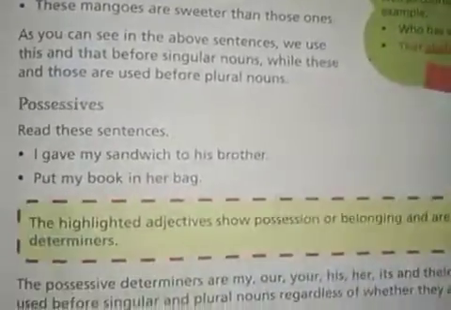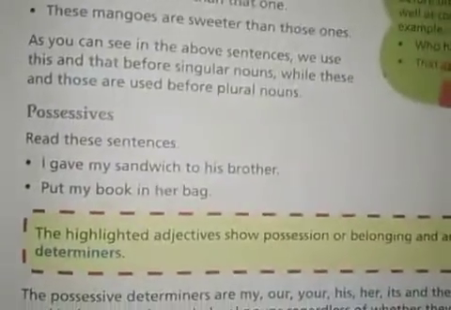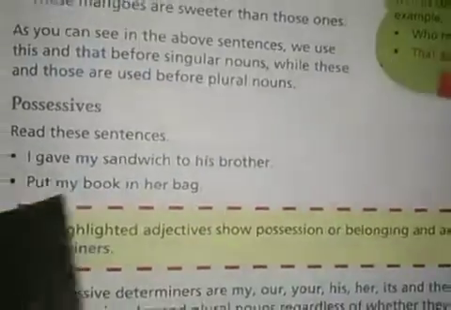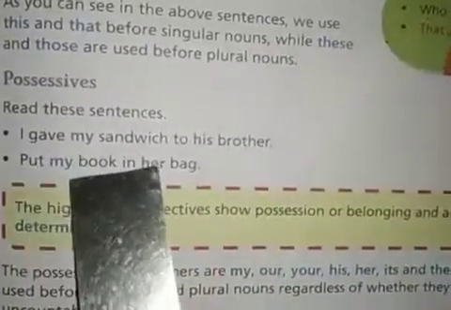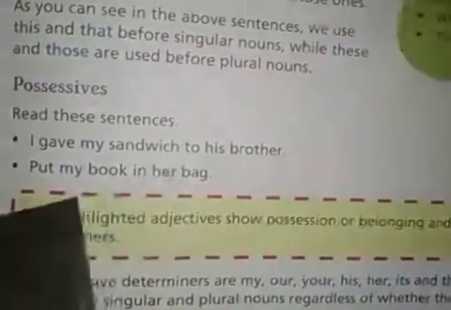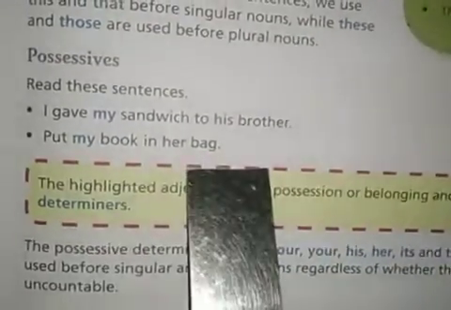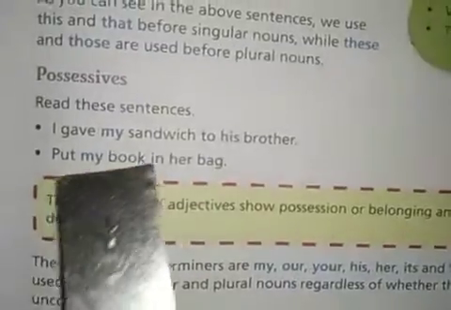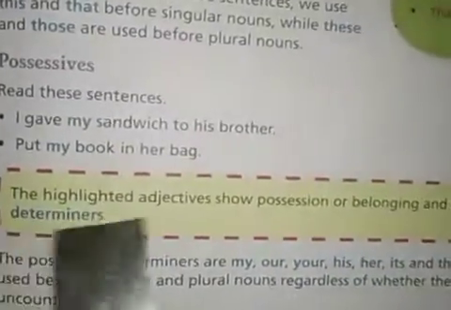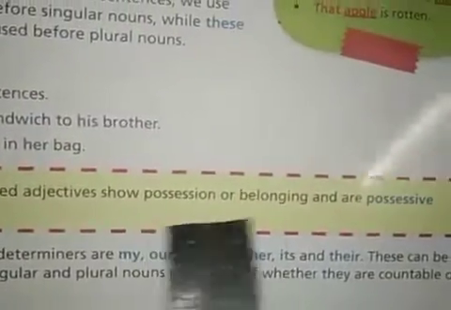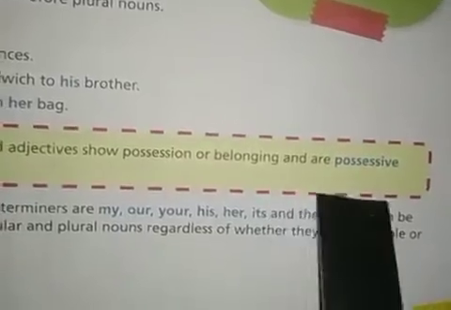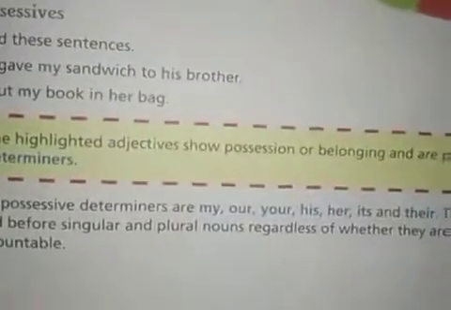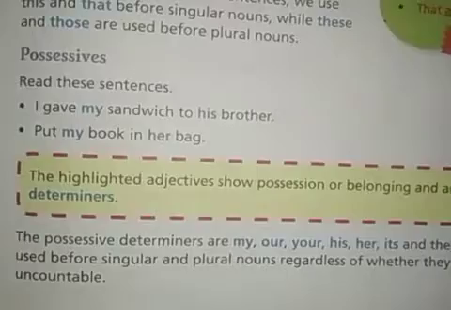Now the second type of determiner is possessives. Now read these sentences. I gave my sandwich to his brother. Put my book in her bag. So my, his, my, her, these types of words, the highlighted adjectives, show possession or belonging and are possessive determiners. So these are possessive determiners.